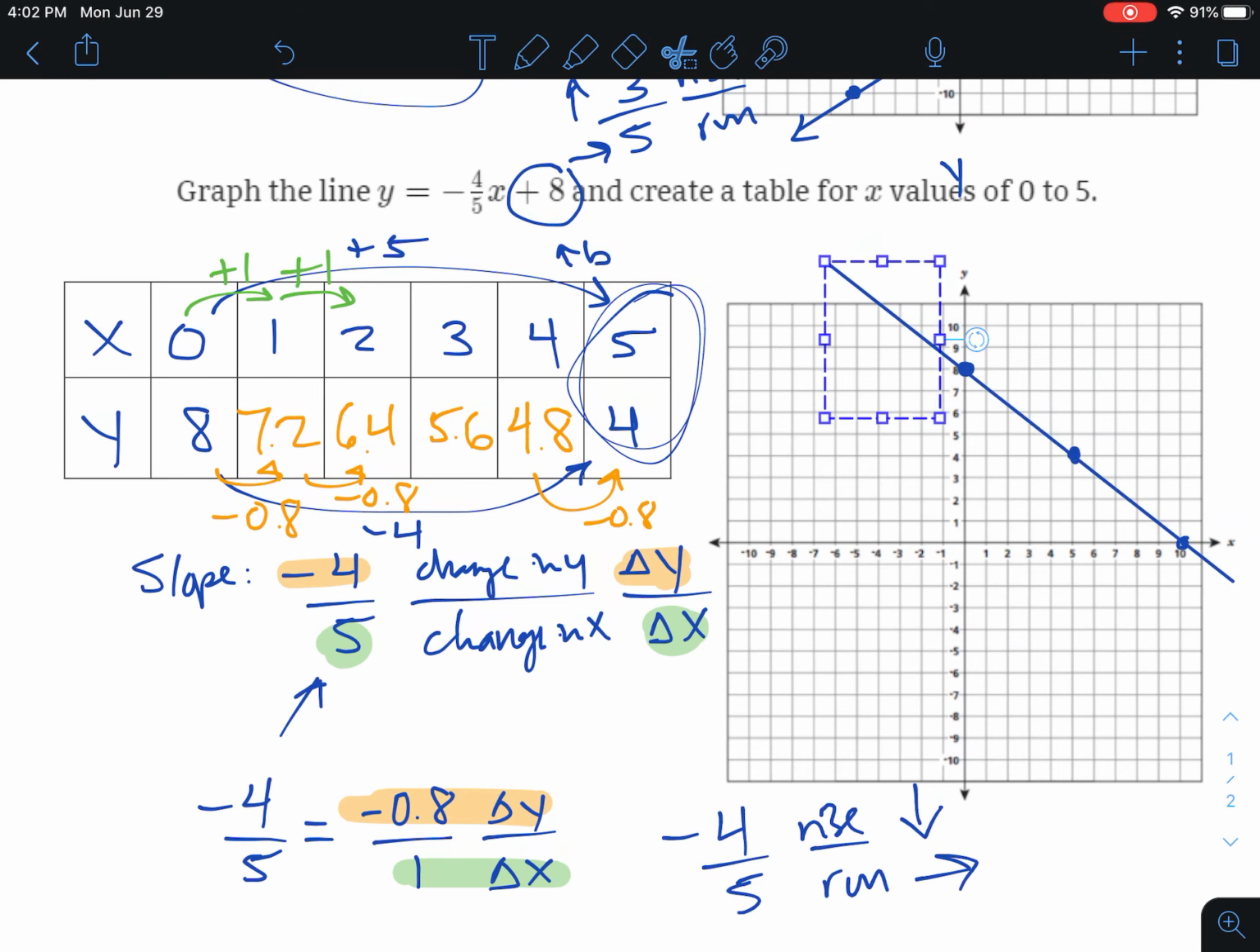I'm going to try and line this up as best I can. You want to go a little bit off the grid too in both directions to make sure your line is complete. No little baby lines here. I'm going to make a nice long line, arrows on the ends, and label with your equation. Y equals negative 4/5 x plus 8. And we've done it. We've graphed it and we've made a table.